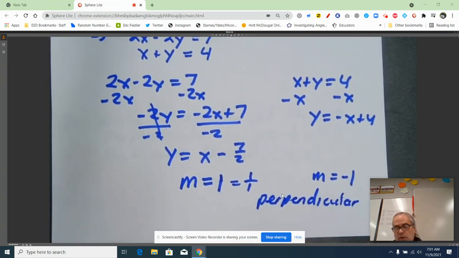Okay, now if the slopes of two lines are not the same and they're not opposite reciprocals, then you would just answer neither.